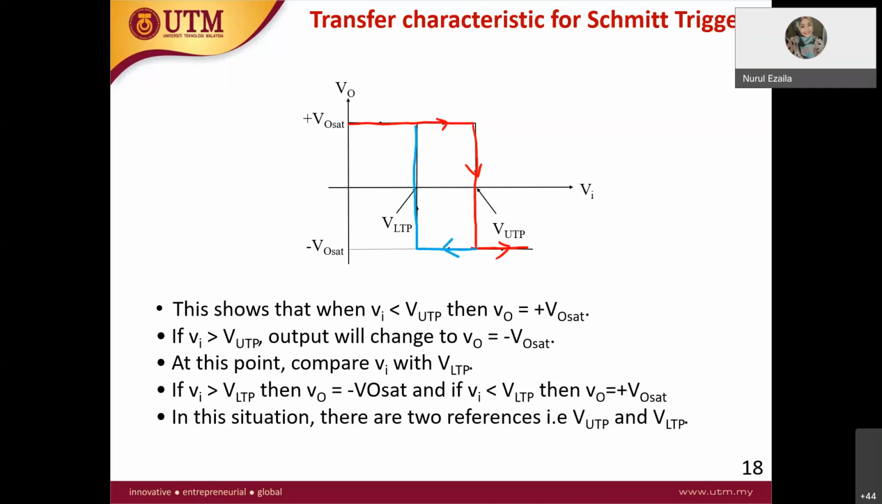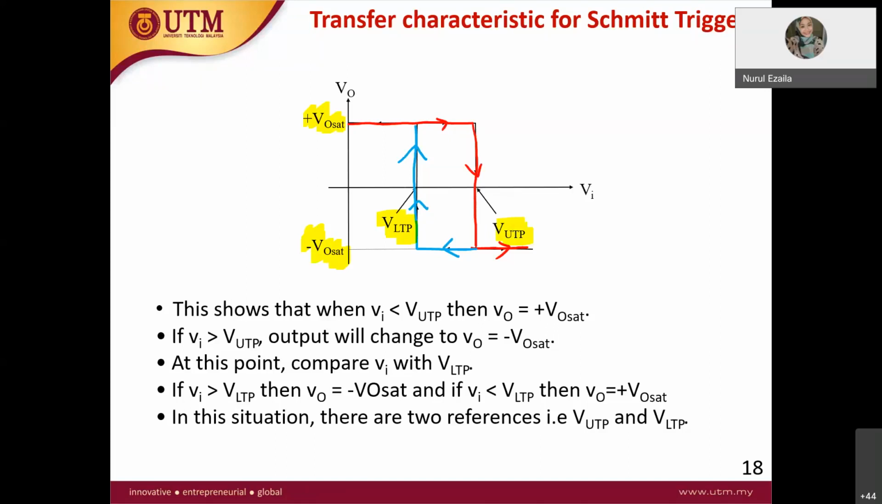So this is the transfer characteristic for your Schmitt trigger. The drawing is the same, where you have V out saturation and negative V out saturation, which are fixed values. The only thing you need to find is VUTP and VLTP. The drawing is fixed like this, where you have point VUTP and then point VLTP.